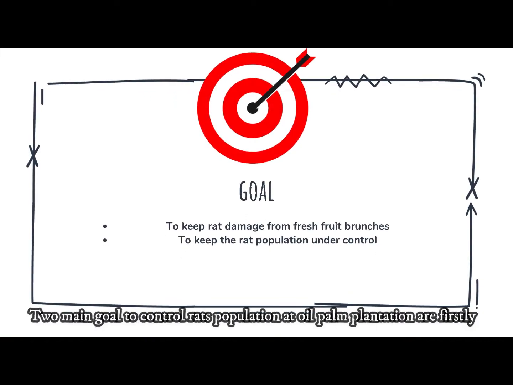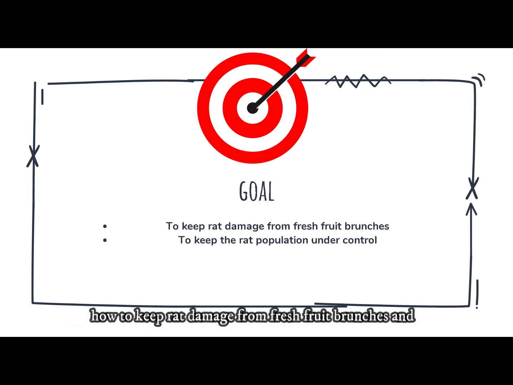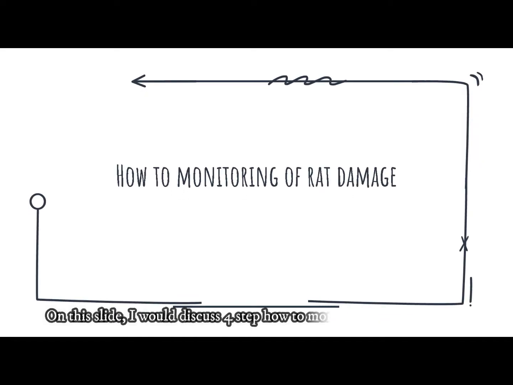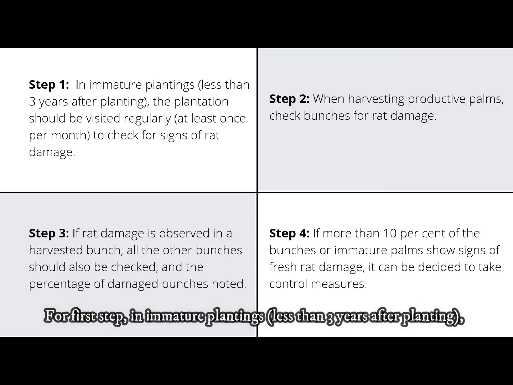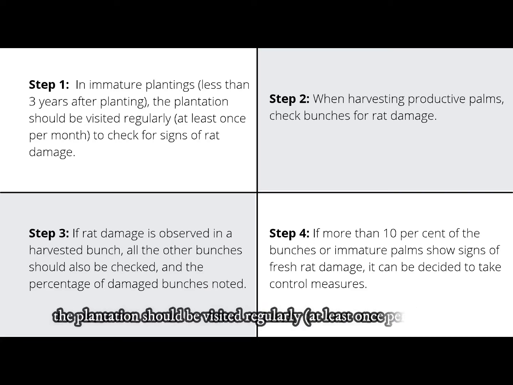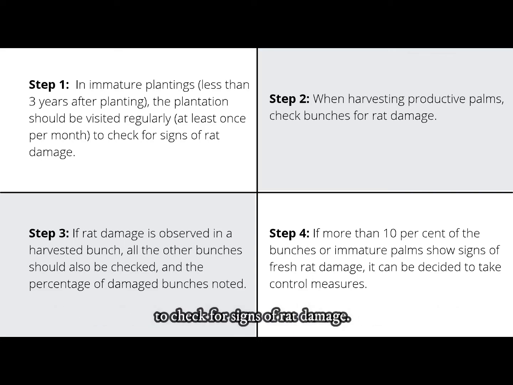Two main goals to control the rat population at oil palm plantations are, firstly, how to keep rat damage away from fresh fruit bunches, and how to keep the rat population under control. On this slide, I will discuss 4 steps for monitoring rat damage in oil palm plantations. For the first step, in young plantings, less than 3 years after planting, the plantation should be visited regularly, at least once per month, to check for signs of rat damage.